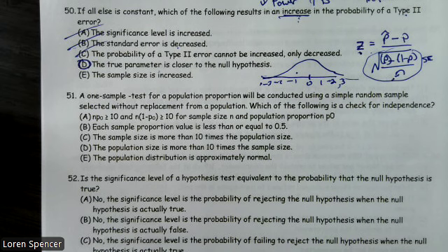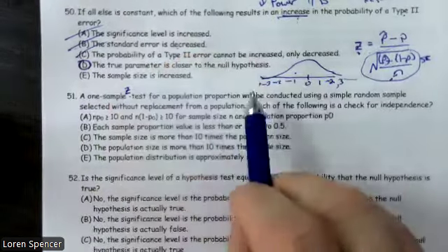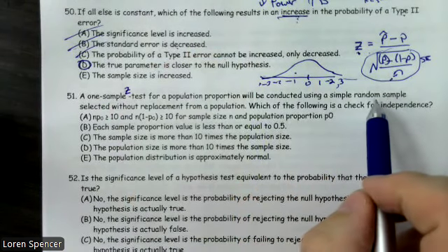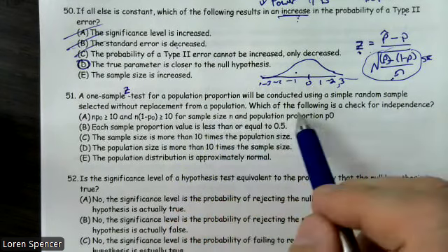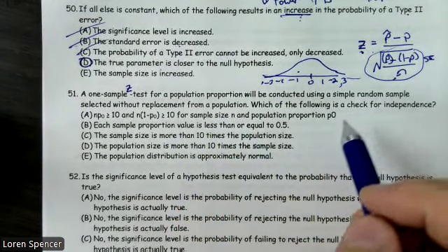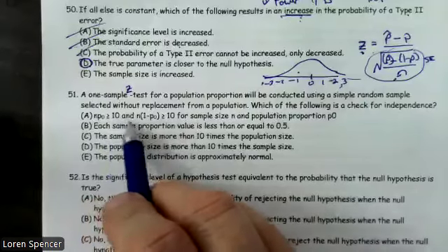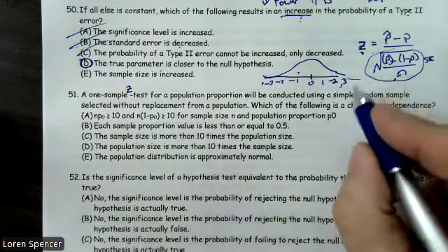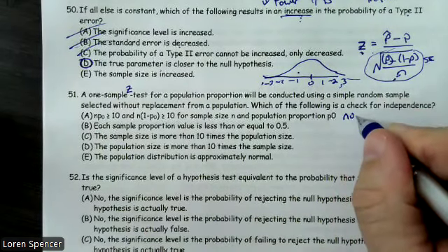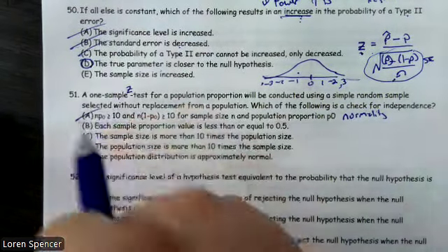A one-sample Z-test for a population proportion will be conducted using a simple random sample selected without replacement from a population. Which of the following is a check for independence? np greater than or equal to 10 and n times (1 minus p) greater than 10. This is for normality, and they wanted independence. So that doesn't look like our answer.